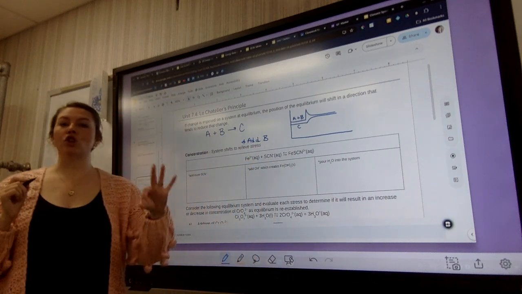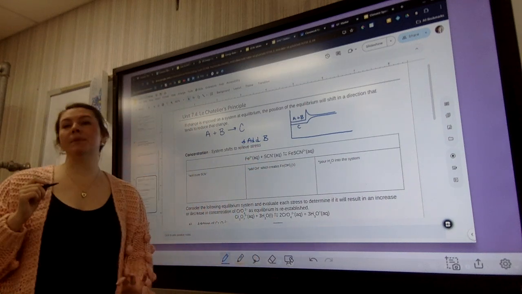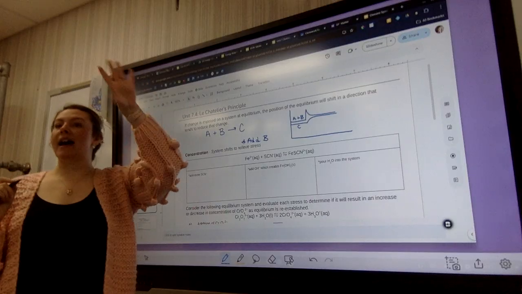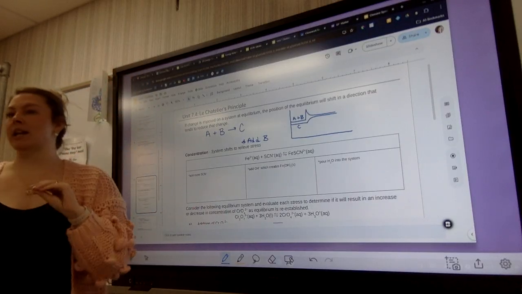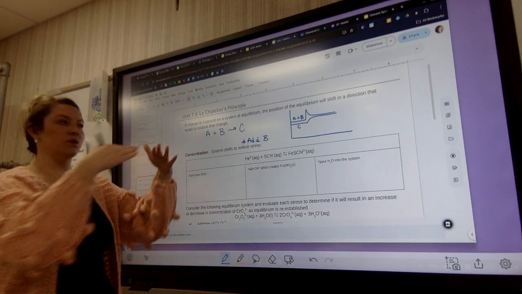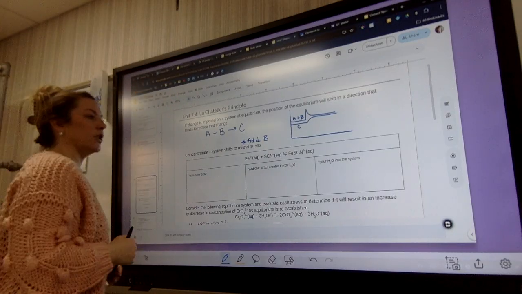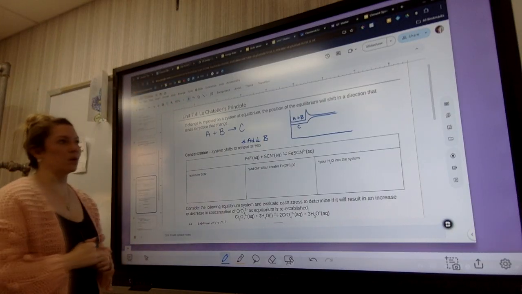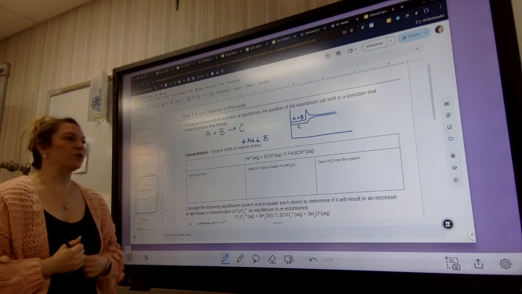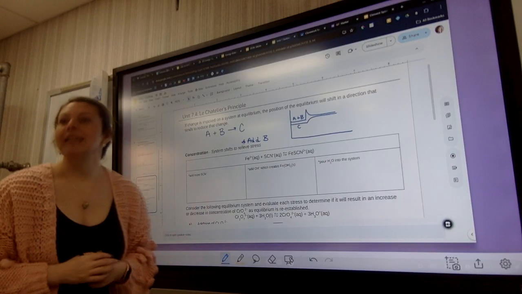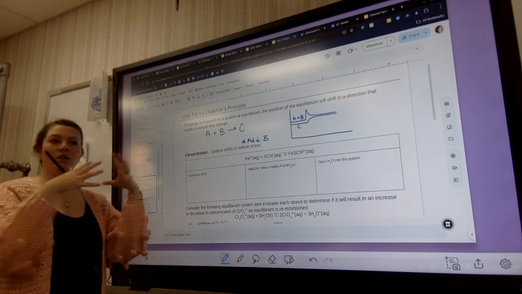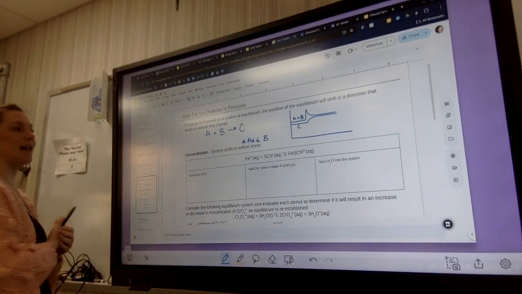Okay, so the sharp either dip or spike means that's what we've added to or taken away from. Because sometimes you could take away. So if I were to take away A and B, then we would shift reverse. So we're going to shift forward due to that change. So it's just easing the pressure or easing the imbalance.